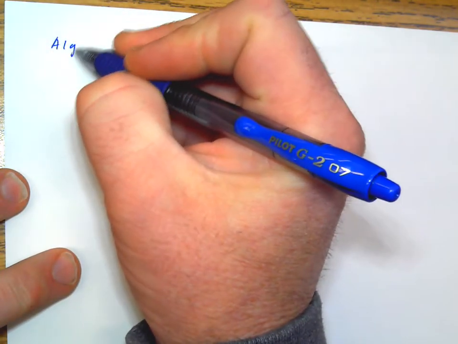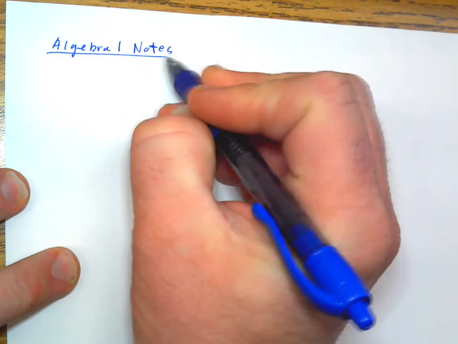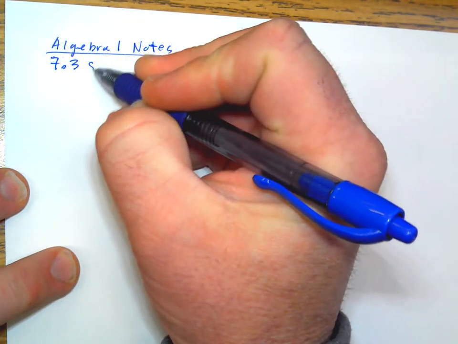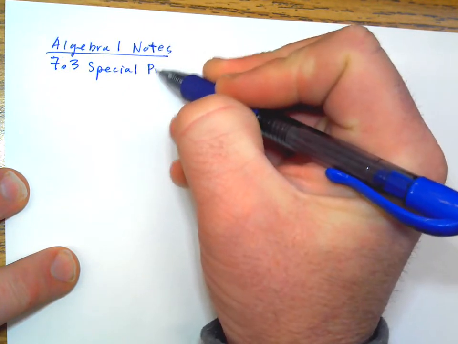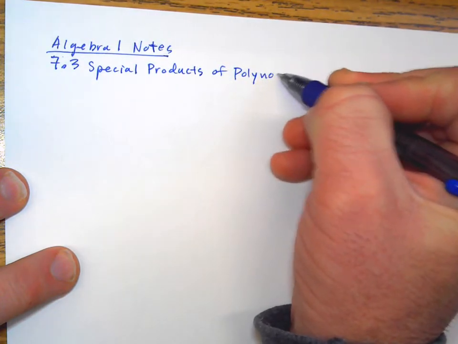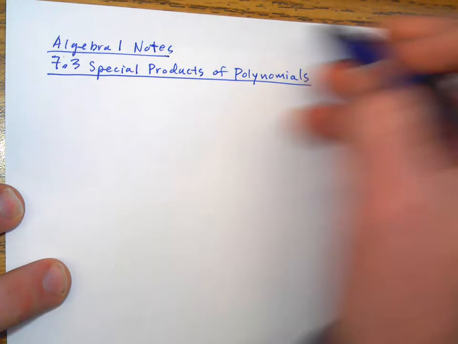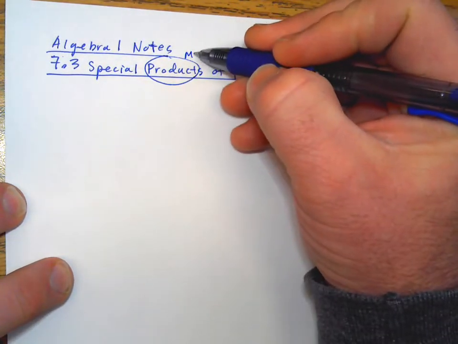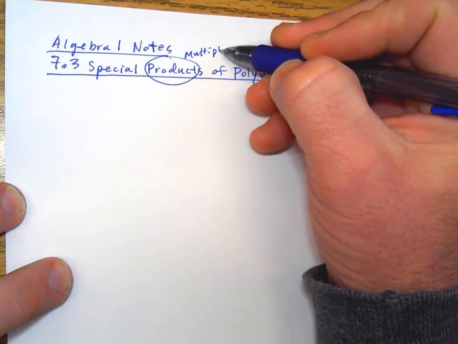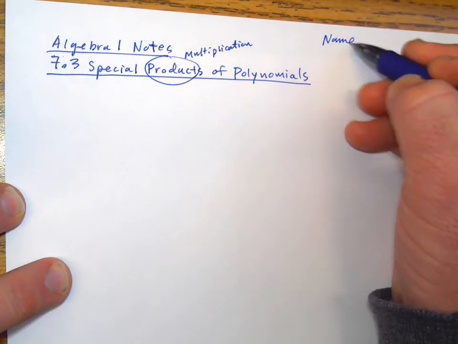All right, Algebra 1, Section 7.3 notes. Algebra 1 notes. This is Section 7.3, special products of polynomials. So we've been dealing with polynomials so far in Unit 7, adding, subtracting, and multiplying them. Special products, that's multiplication. So special multiplication, special cases, and you could do them the old way.